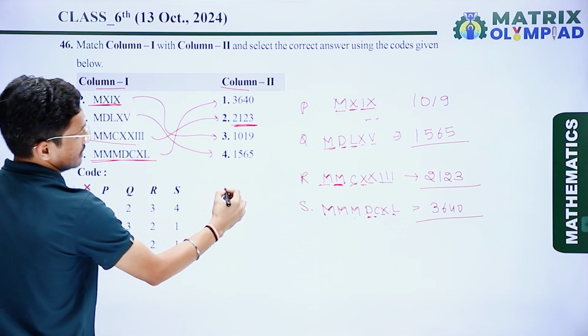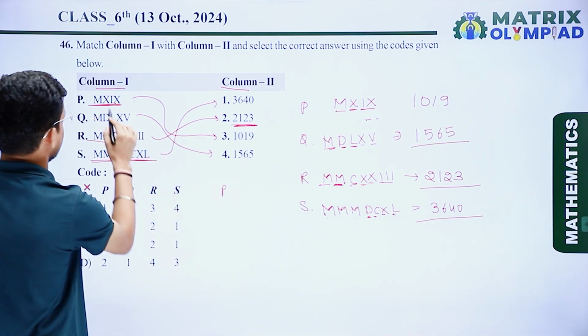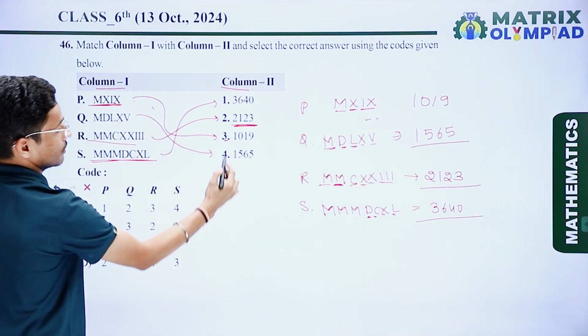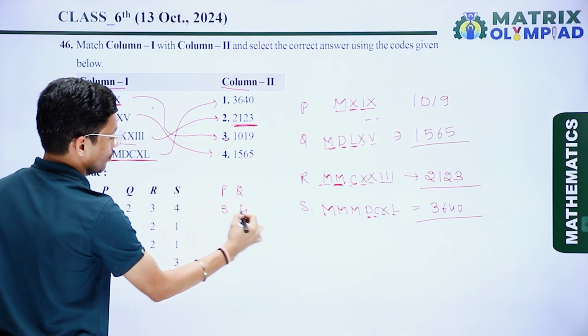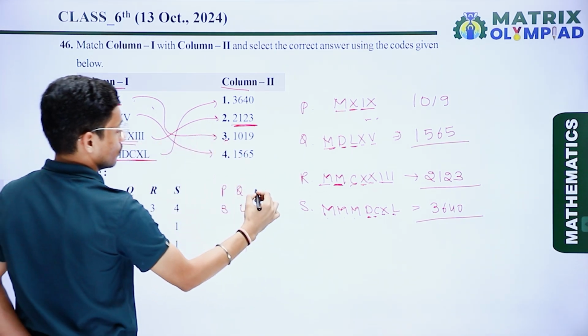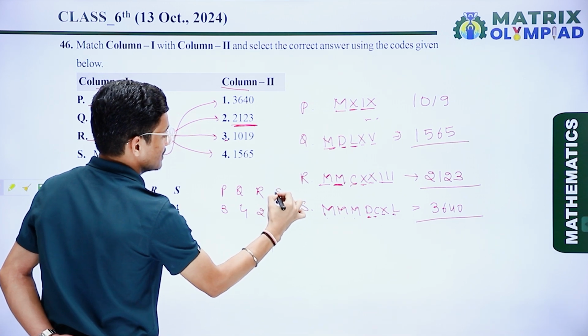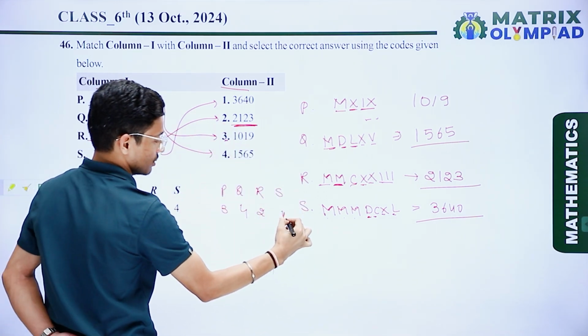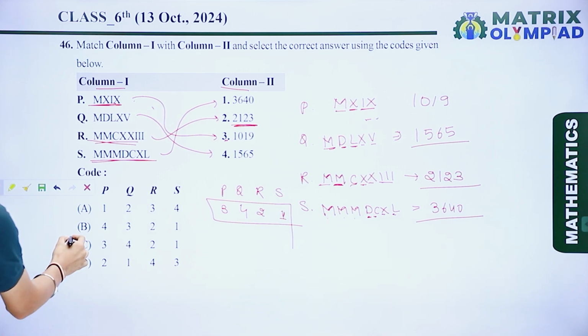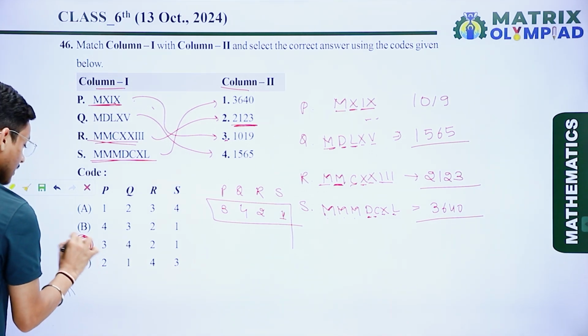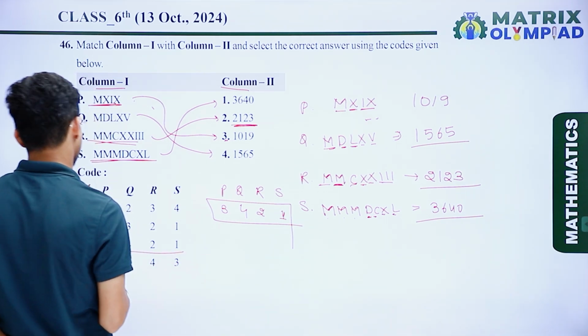So I can say that P is connected to 3, Q is connected to 4, R is connected to 2 and S is connected to 1. So 3, 4, 2, 1. Here option number C is the correct answer, that is 3, 4, 2, 1.